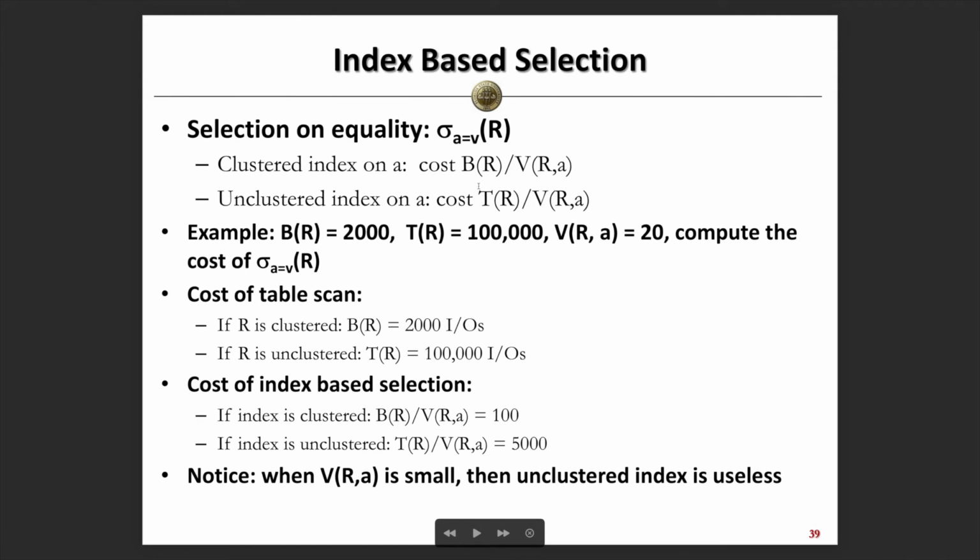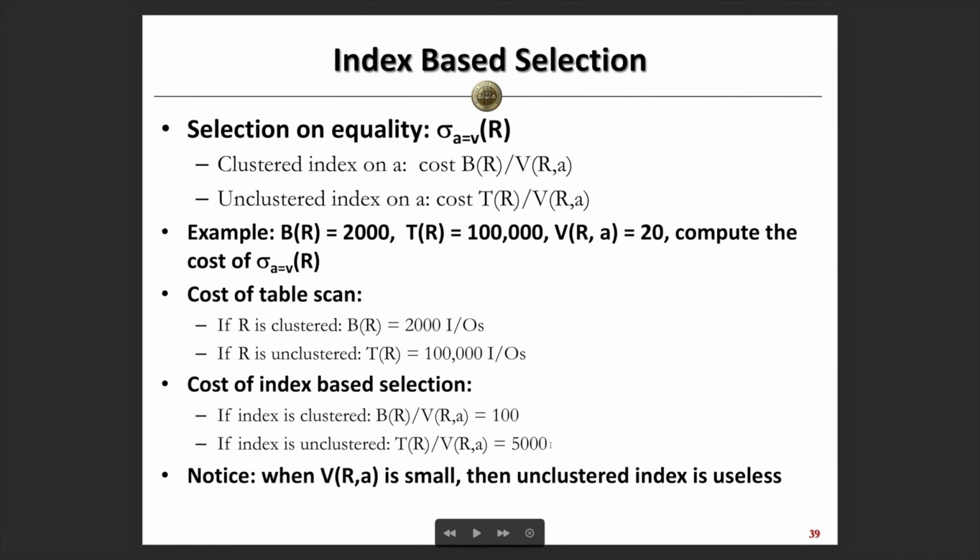According to the formula shown above, if we have a clustered index, then the B(R) we have is 2,000, right? And if this index is clustered, then the cost will be B(R) over V(R,A). It will be about 2,000 over 20, which is 100. Meanwhile, if this R is unclustered and we have T(R) equal to 100K, the cost will be T(R) over V(R,A). It will be about 100,000 over 20, which will be about 5,000 as a cost.